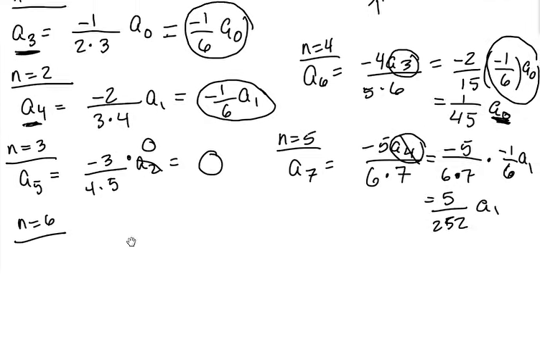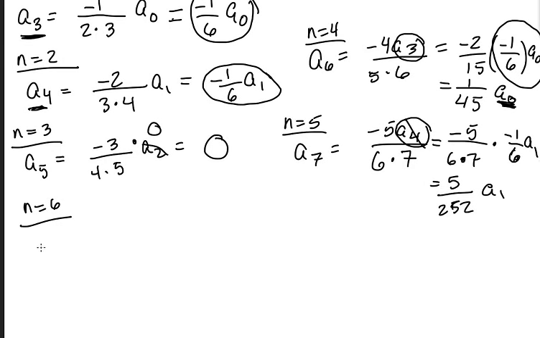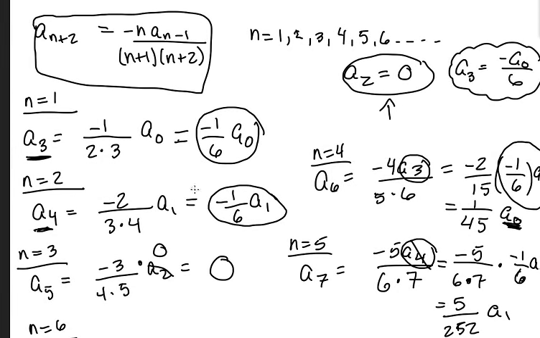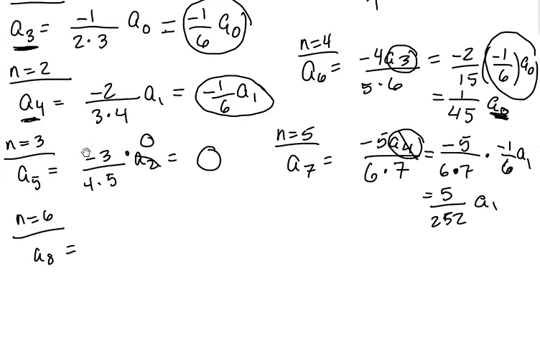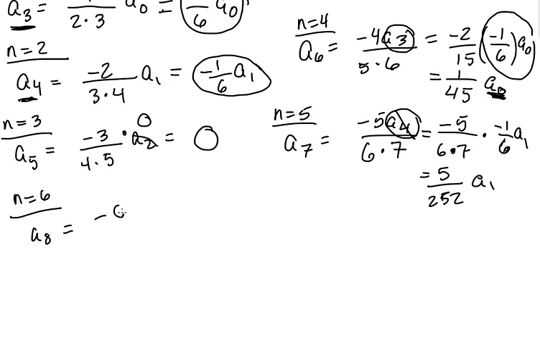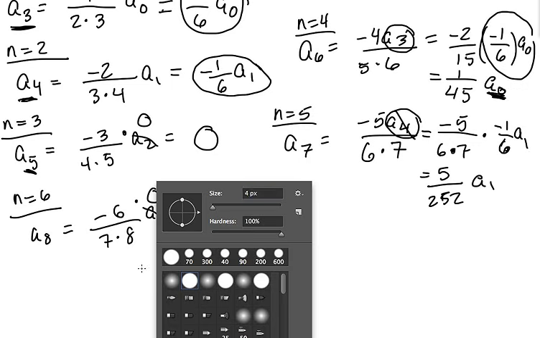So that's a sub 8. Oh, it's important to see this. I'm getting it from here. A sub 8, negative 6, 7 times 8, a sub 5, 0. So, well, a sub 5, we already solved for that. A sub 5 is just 0, so this is multiplied by 0, which is why we got the 0 here, because anything times 0 is just 0.